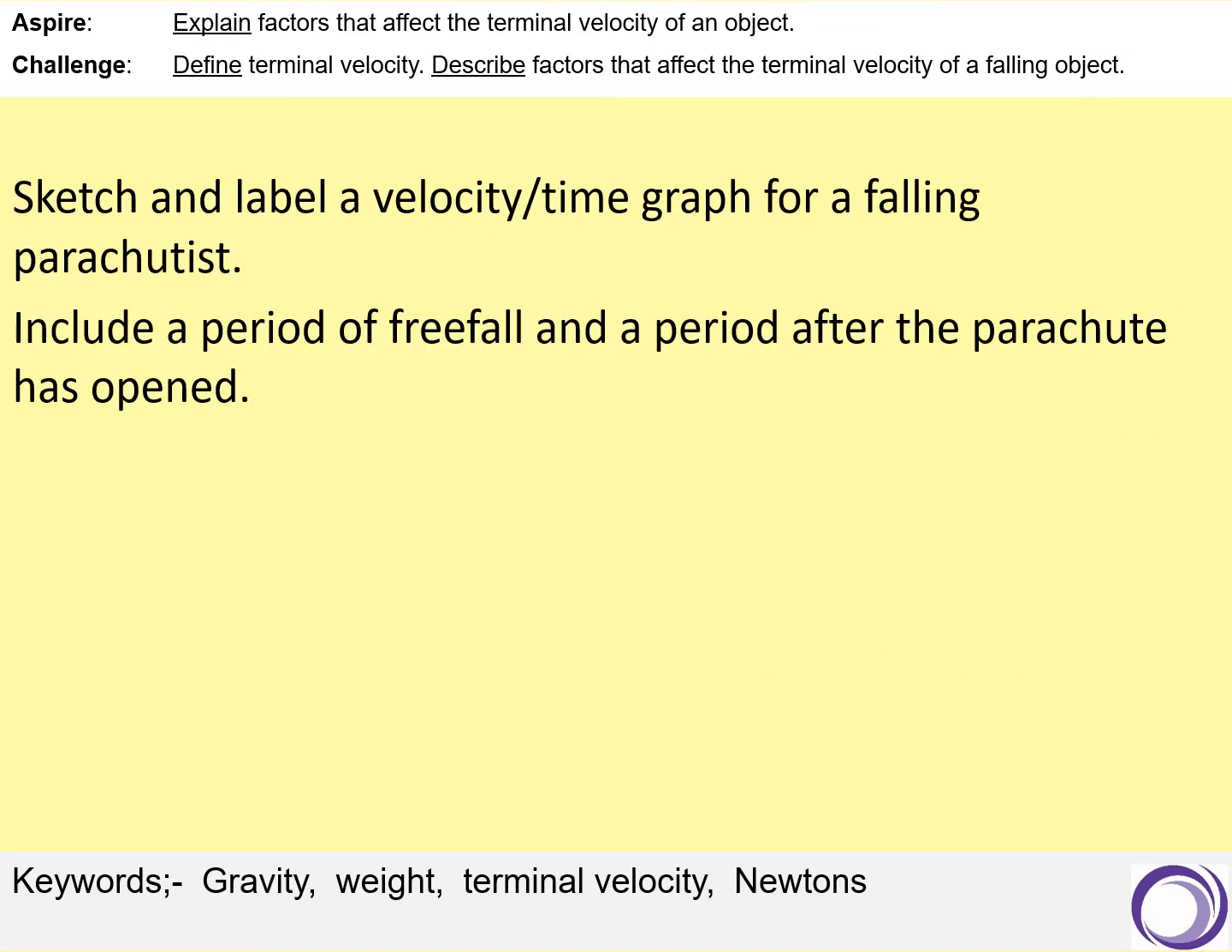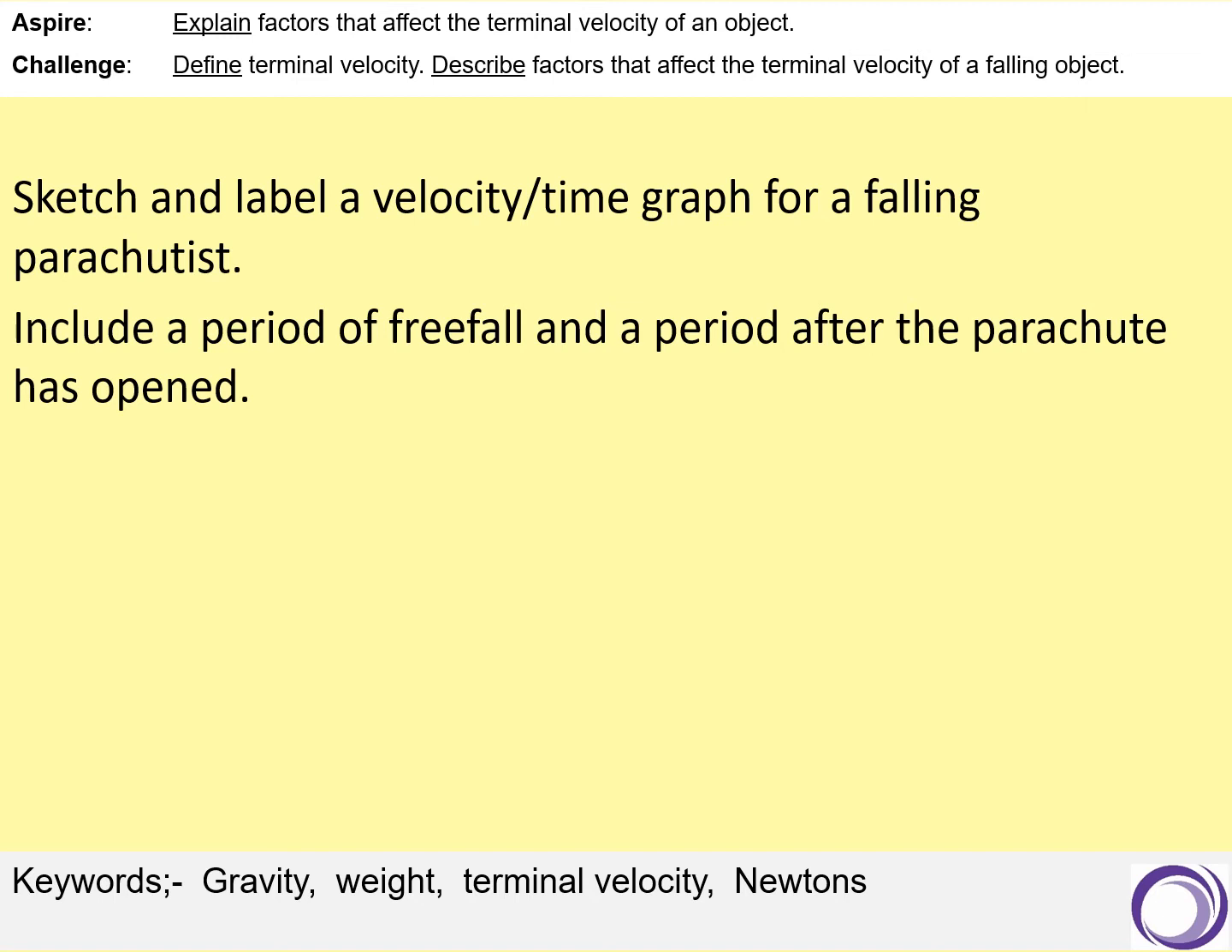I want you to have a think about sketching and labelling a velocity time graph for a falling parachutist. So how will that look? What happens to the acceleration of that parachutist? And then what happens at the end? Now this just needs to be a quick sketch graph. If you are in school, you can just do this on a whiteboard on the back of your planner. Or if you're at home, then you can just do it quickly on a piece of paper. Don't worry about it being wrong.